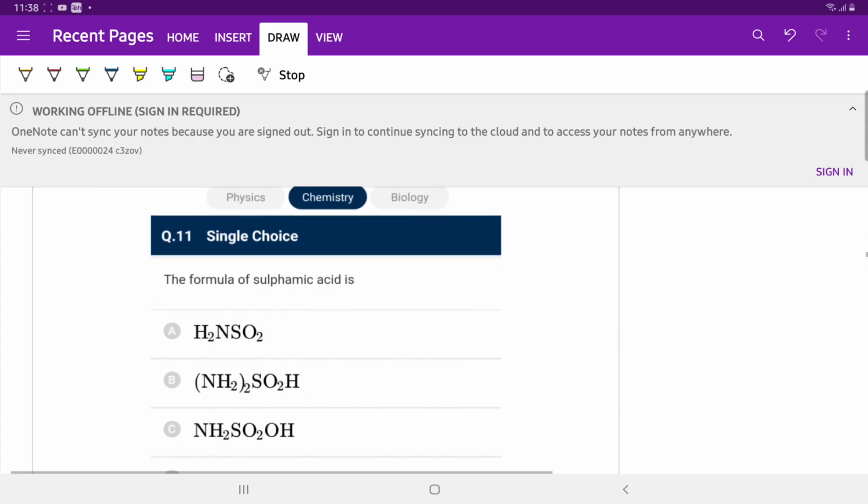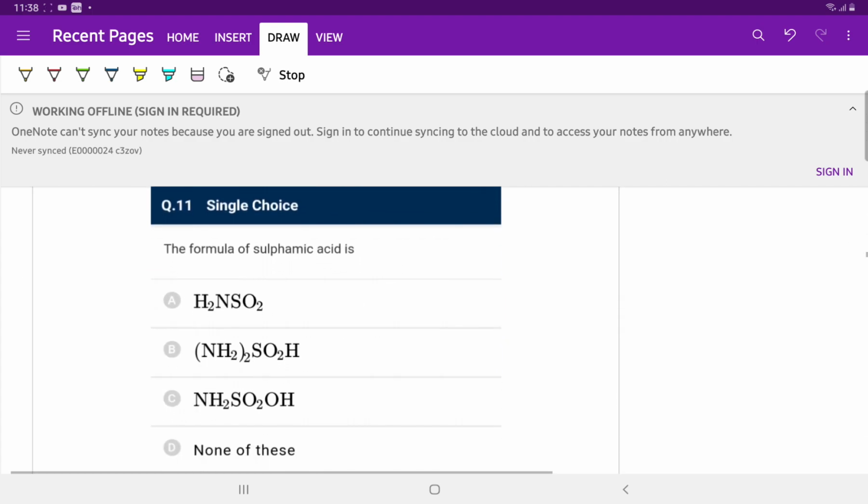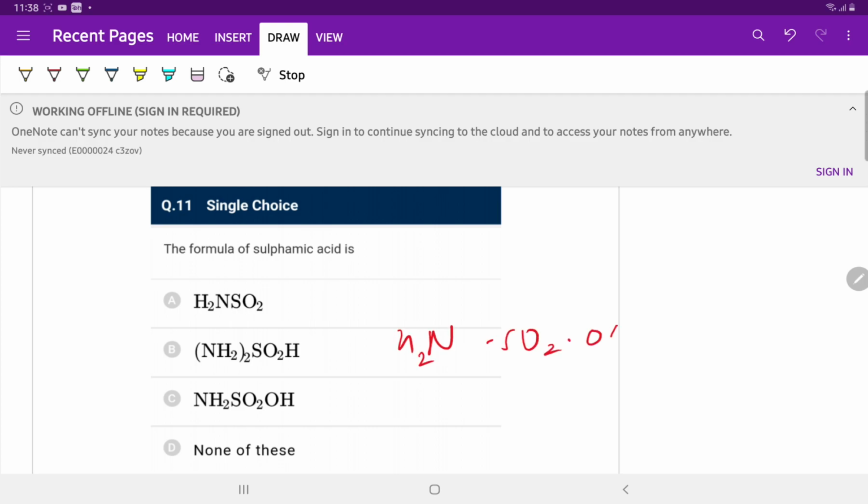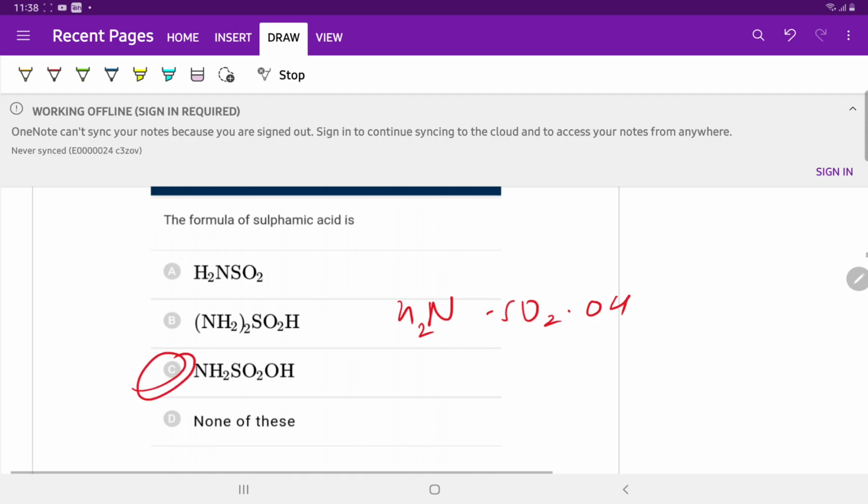Question number 11. The formula of sulfamic acid is NH2SO2.OH. So option C is correct.